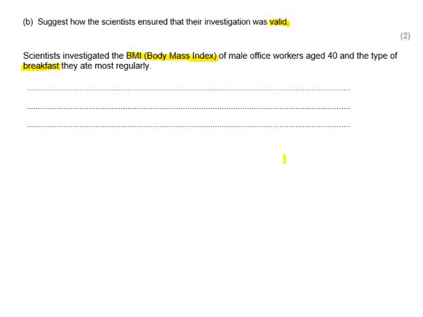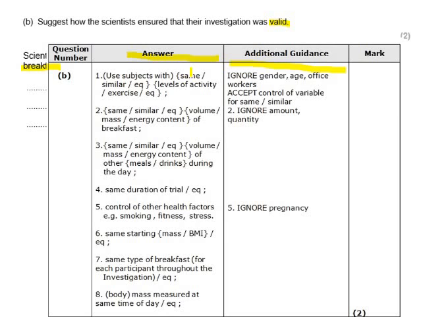They already told you in the question that they're making sure that they only do this for male workers and that they do it for people aged 40. Okay, so they're already trying to make it a little bit more valid, but the question is asking for any other things they should have done, because this is not enough. Male office workers aged 40 is not enough to make this a valid investigation. So, remember, anything in a squiggly brackets is essential.